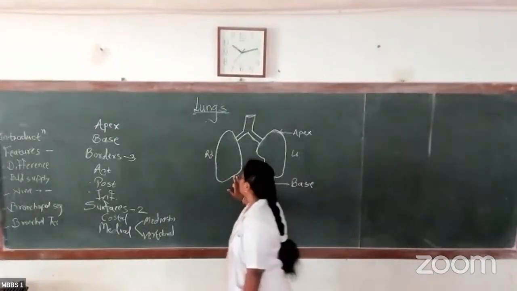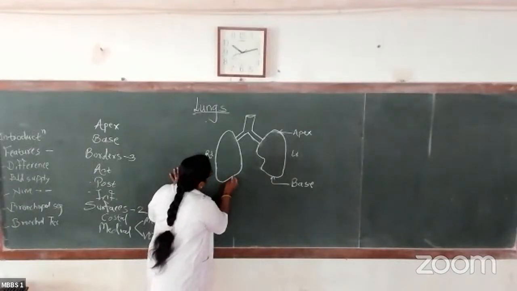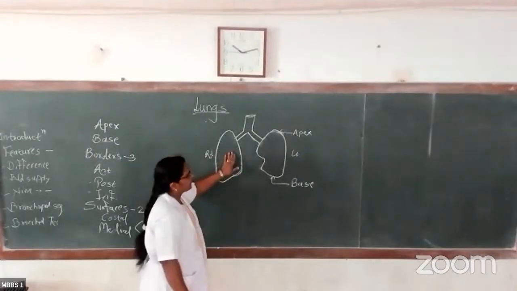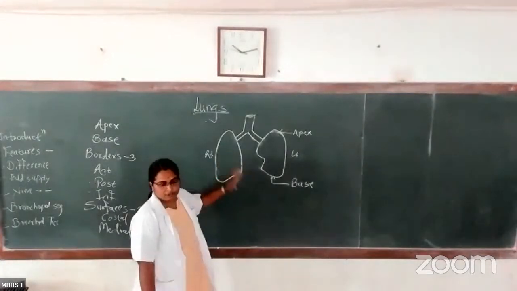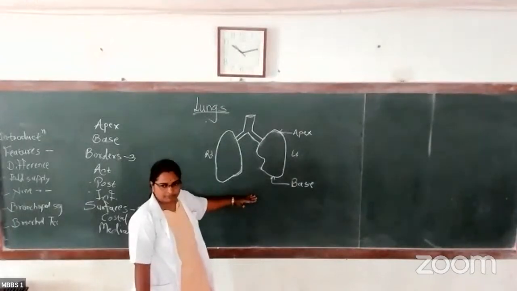Now this concavity is more in case of the right lung. So base is more concave in case of the right lung due to the presence of the right lobe of the liver.